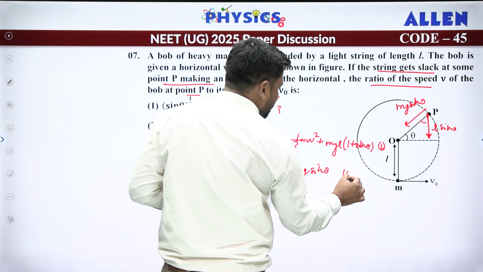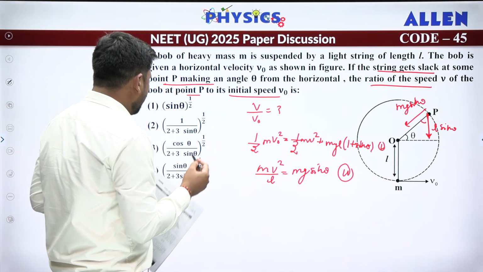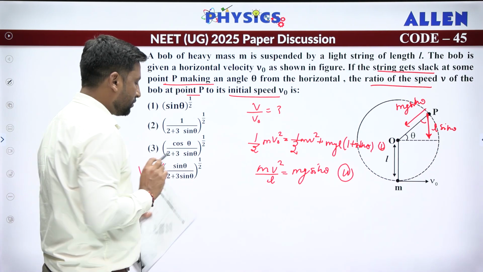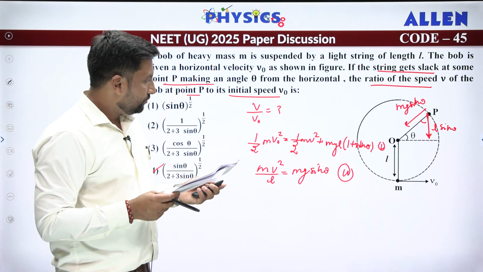If you solve these equations, what will we be getting? We will get sine theta divided by 2 plus 3 sine theta. So option 4 will come out.